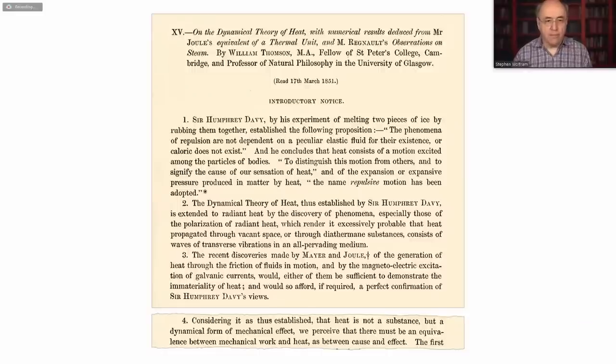Okay, so confusingly, this is 1851, he refers back to Sir Humphry Davy, very distinguished British chemist and experimentalist, who we'll talk about in a minute, but who had done, kind of as a kid, had sort of talked about the experiment of melting two pieces of ice by rubbing them together.